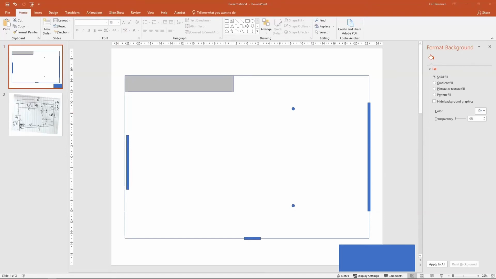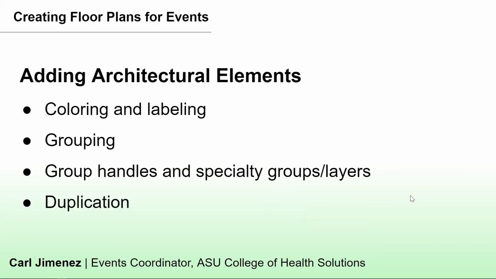So let me go back to my slides here and tell you a little bit more. When we added the architectural elements like that, one of the things that you'll want to do is color things. Remember, I made that shelving just gray, so you know it's kind of dead space. And I made those other architectural elements blue. Maybe you want your window to be green because there's trees outside, and that'll help you know that that's a window looking outside. One of the other things that's important to do is grouping things. And you can create group handles. And then I'll tell you a little bit about duplication.